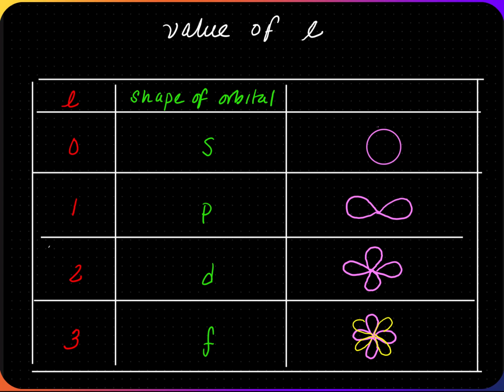If we discover more elements in the future, we could also have an L value of 4. When L equals 4, the shape of the orbital is going to be in alphabetical order. So after F, it's going to be G. When L equals 5, the shape of the orbital will be H. After L equals 3, we just go in alphabetical order.